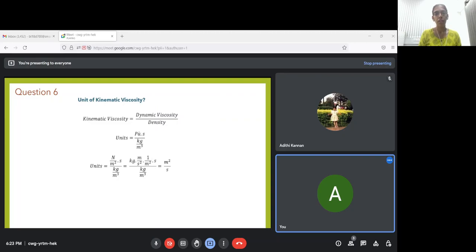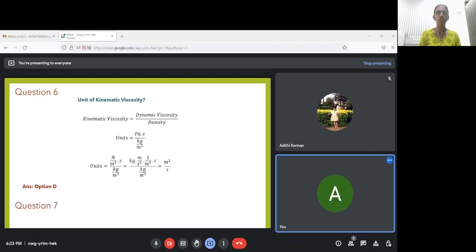Pascal, which is pressure, is nothing but force per unit area. So Newton per meter square into second divided by kg per meter cube. Again we will simplify Newton into mass into acceleration, that is kg into meter per second square, divided by 1 by meter square for Pascals, into second, divided by kg per meter cube. If you further simplify this, you will get meter square per second. So the correct answer to this question is option D.